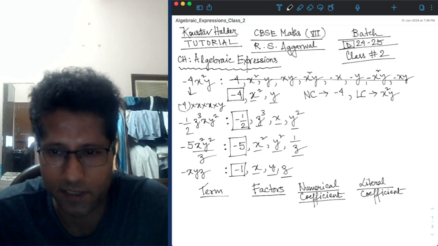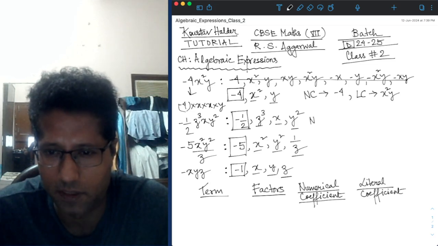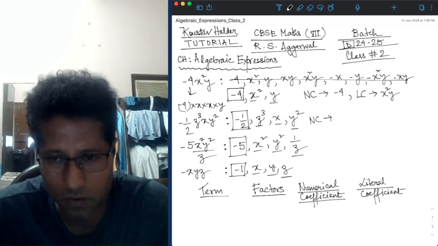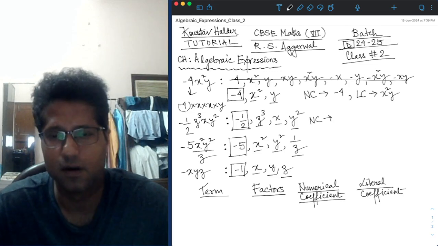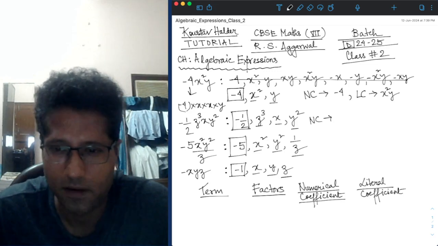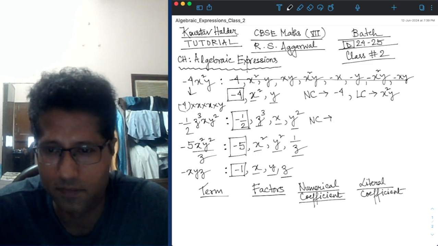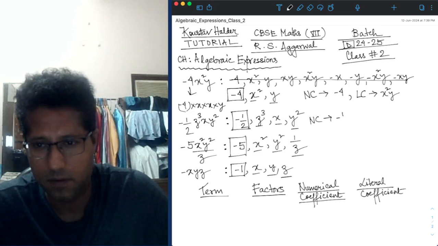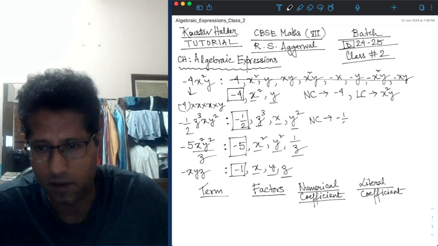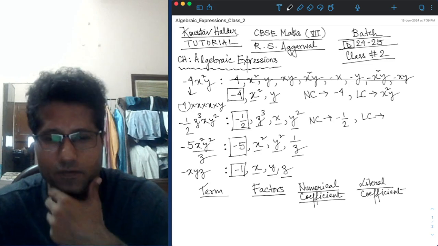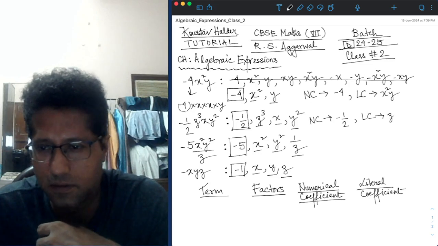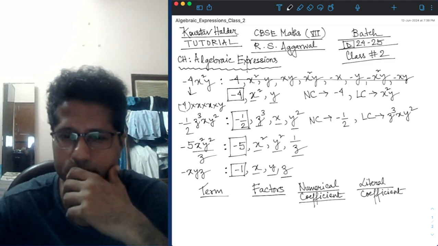Similarly, for the second term, the numerical coefficient, also known as coefficient, so numerical coefficient and coefficient of a term are the same thing, is minus half, and the literal coefficient of the second term is z cube x y square.